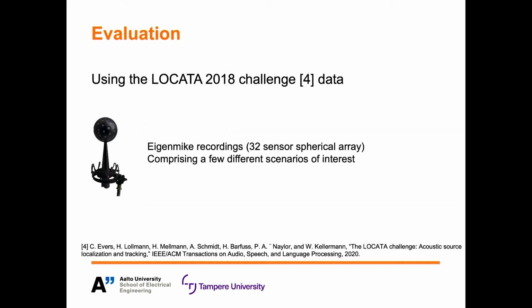To evaluate the developed system, we belatedly participated in the 2018 LOCATA Challenge, which involved localizing and tracking speech sources in a reverberant room and comparing the tracking results to ground truth positional data. We chose this evaluation approach since the challenge employed a 32-sensor spherical array, which was ideal for our system and comprised a few different scenarios of interest. We were then also able to compare our results to those of the original submissions to the challenge.